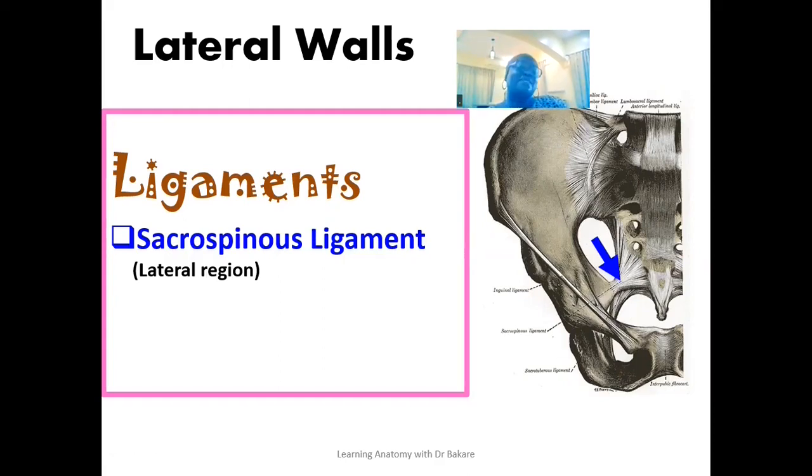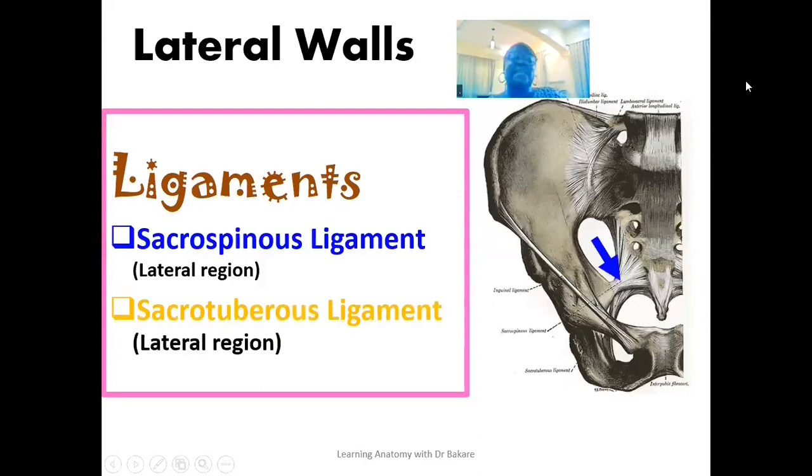Remember when we described the posterior pelvic wall, we highlighted the sacrospinous ligament also as a structural component of the posterior pelvic wall. But we specifically established in that lecture that it is the posterior region of the sacrospinous ligament, while the lateral region of the sacrospinous ligament is what is seen to contribute to the lateral pelvic wall. It's good for us to be able to establish this distinct presentation.